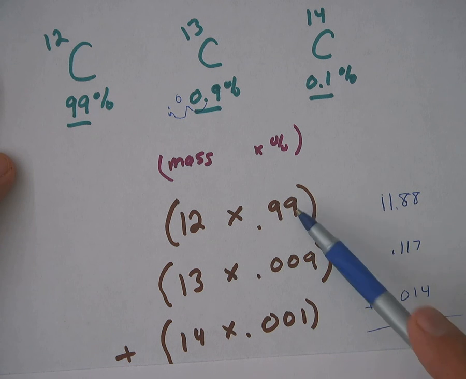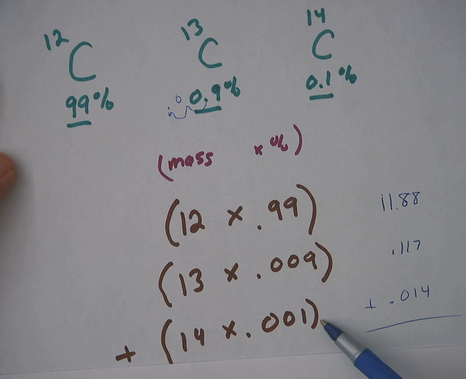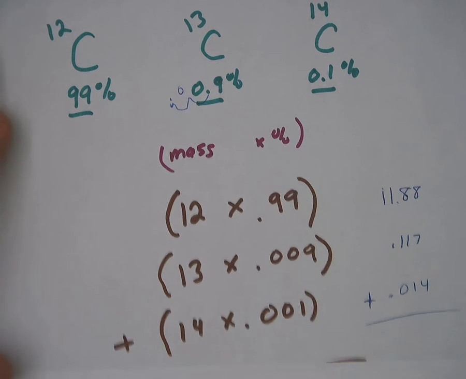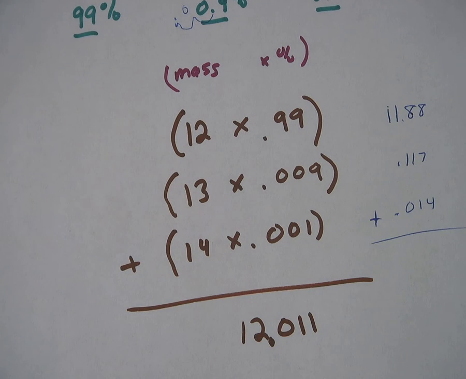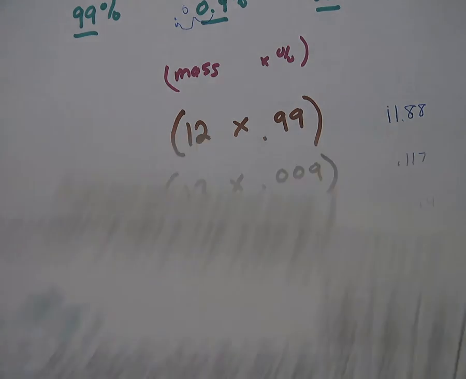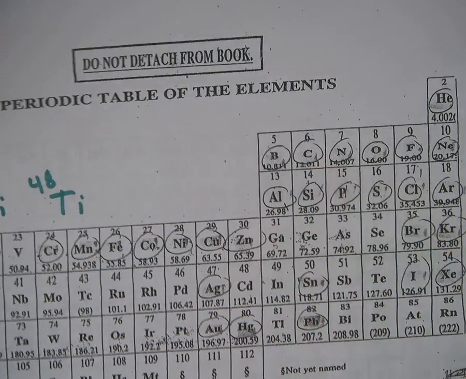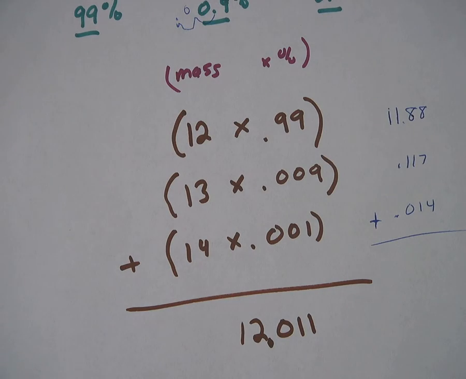So if I take the mass times the percent for all three isotopes, here's my subscores. If I do this step, then this, and then this, and not do it all in my calculator in one step, but do the sigma, the total sum afterwards, we get this answer, 12.011. And you know what makes it feel really good? Hey, look at that, 12.011 on the periodic table. We nailed it. We got it right.